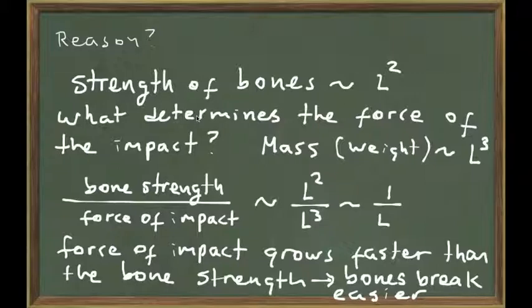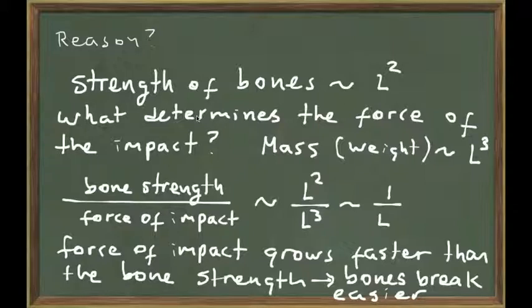So if you compare the bone strength with the force of the impact, right? Given the fact that the bone strength is proportional to the second power of the linear dimension and the force of the impact is proportional to the third power, if you take the ratio of these two quantities, you end up with 1 over L, right? So what happens to the ratio as you increase the size of the animal? If you take a cat and then you blow it up, and you blow it up, and you blow it up, what happens to the bone strength divided by the force of the impact? And you throw these cats off the balcony. What happens to this ratio? It gets smaller and smaller.